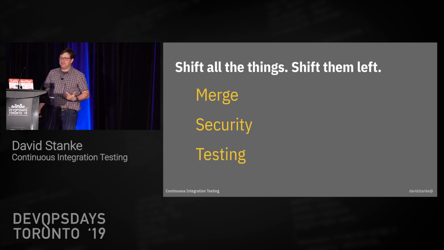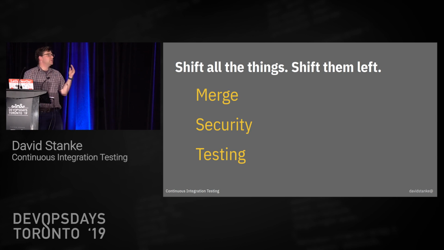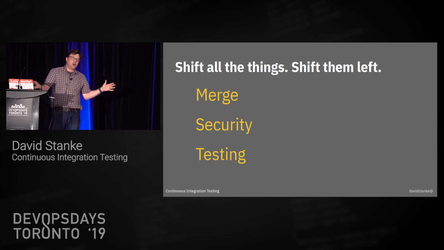So what do we shift left on? Well, first of all, we can shift left on merging our code. And this is the original meaning of continuous integration. Instead of having multiple teams all coding independently, crashing them all together at once and having these merge conflicts.